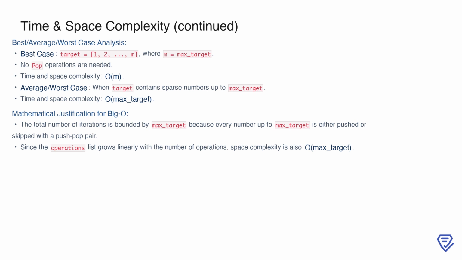In the average or worst case, the target array is sparse, meaning it includes fewer numbers but references values up to max_target. In this case, both the time and space complexity become O(max_target), due to the skipped numbers that require push and pop operations. Mathematically, the total number of iterations is bounded by max_target because every number from 1 to max_target is either pushed or processed with a push-pop pair. Since the operations list grows linearly with the number of operations performed, the space complexity is similarly O(max_target).